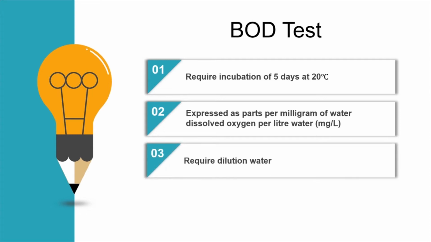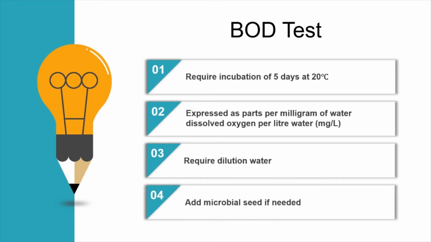BOD test requires the addition of dilution water into the sample. This is because the dilution water contains nutrients such as nitrogen, phosphorus, and trace metals that can help for bacterial growth. In BOD tests, we can also add microbial seed to help for the digestion of organic compounds by the microorganisms.